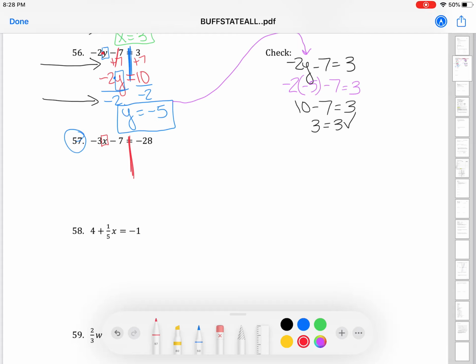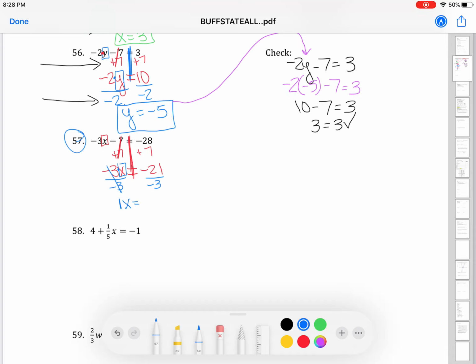So my equal sign's right here. I'm trying to get x alone. I need to get rid of the minus 7 and the negative 3. It's a lot like the setup of the last one. So to get rid of the minus 7, because you always get rid of what's being added or subtracted first, I'm going to add 7 to both sides, and those will cancel. I'll bring down my minus 3x, my equal sign because my 7's canceled, and negative 28 plus 7 is a negative 21.